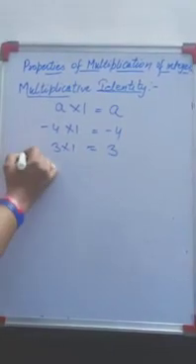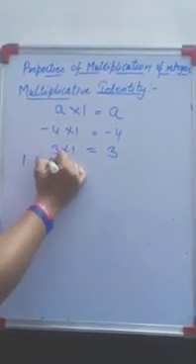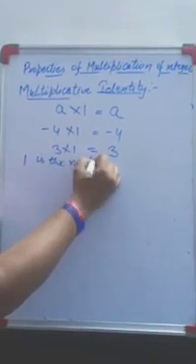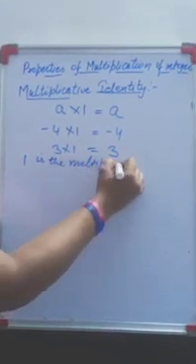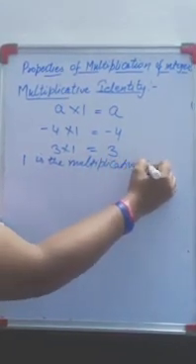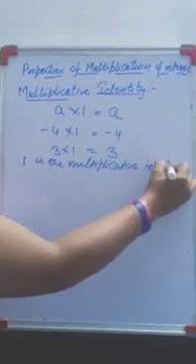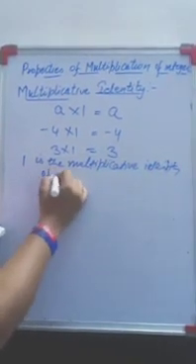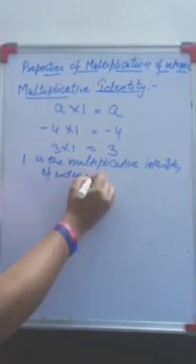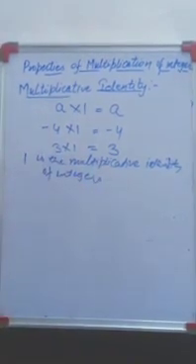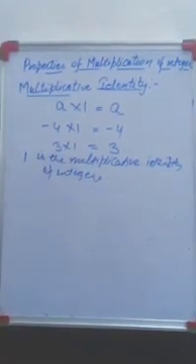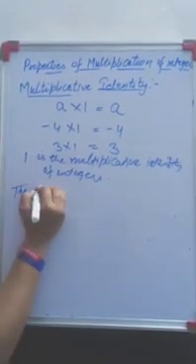So you can say that 1 is the multiplicative identity of integers, right? Our last property is the distributive property.